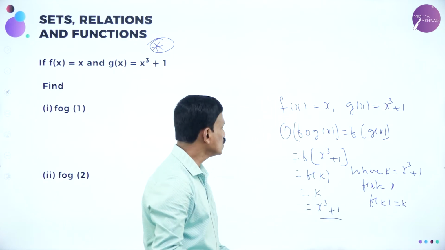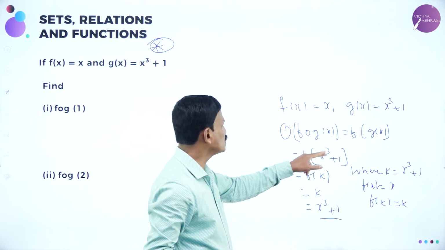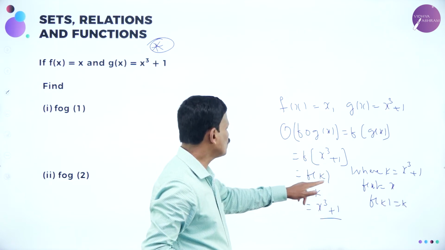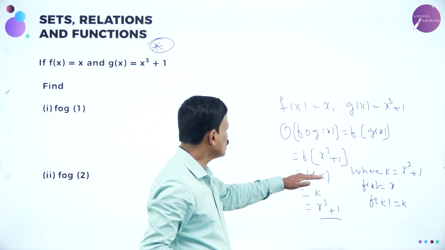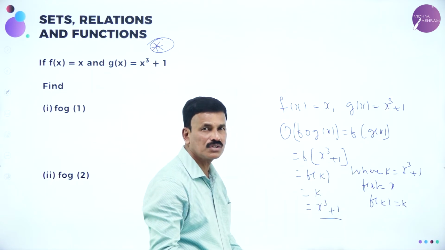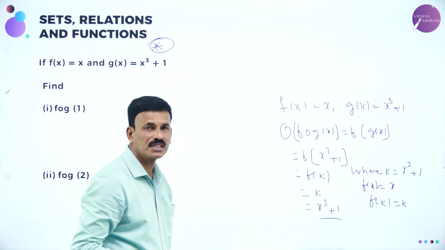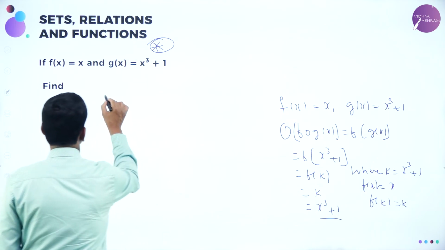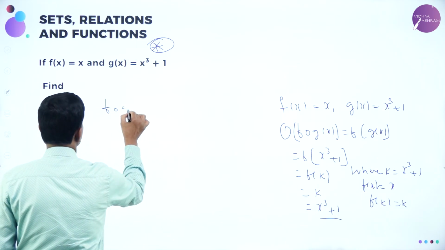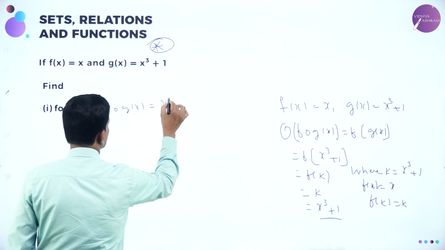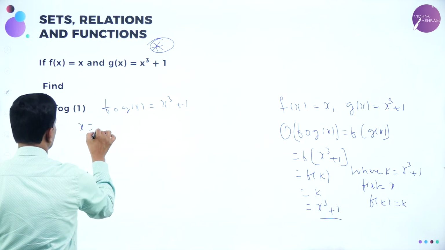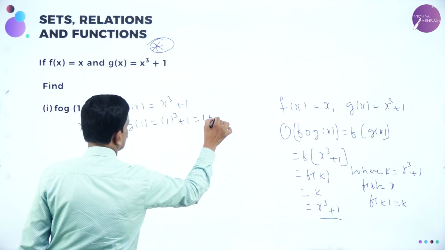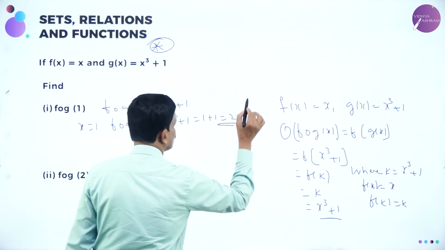That's it. See here, what is f of g of x? g of x is x cube plus 1. Let us represent this as k. Then f of x is x means f of k is k. Substitute the value of k, k is equal to x cube plus 1. This is how we generally find the value of f of g of x. Now if you put x is equal to 1, f o g of x is x cube plus 1. Put x is equal to 1. Then f o g of 1 is equal to 1 cube plus 1, which is 1 plus 1, equal to 2. So the required answer is 2.